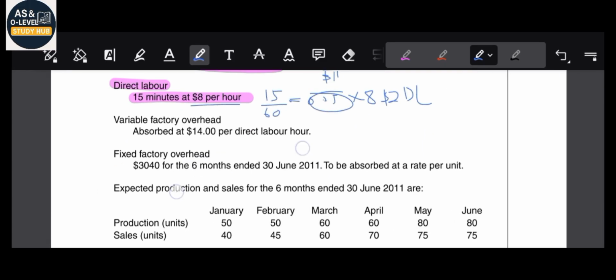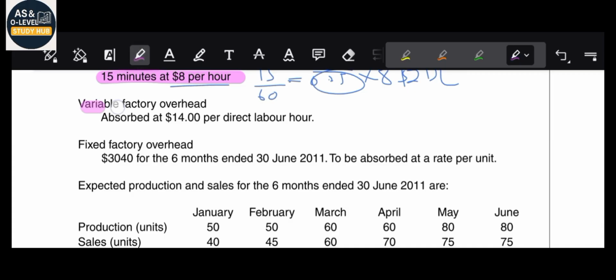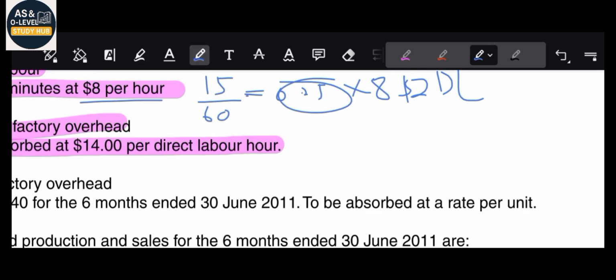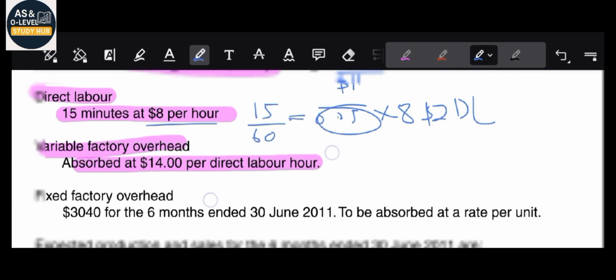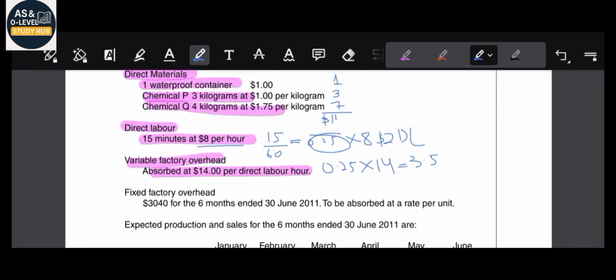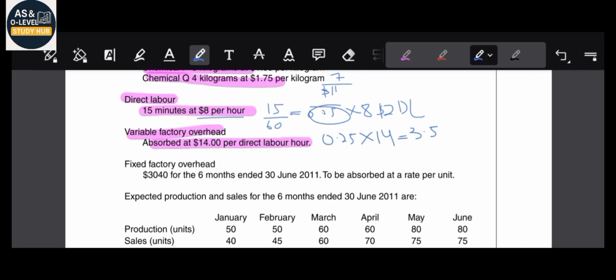Then we have variable factory overheads absorbed at $14 per direct labor hour. Whatever the direct labor hours are, we will multiply them with 14 in order to get our variable factory overheads. So 0.25 into 14 is 3.5. So 3.5 is our variable factory overheads per unit.